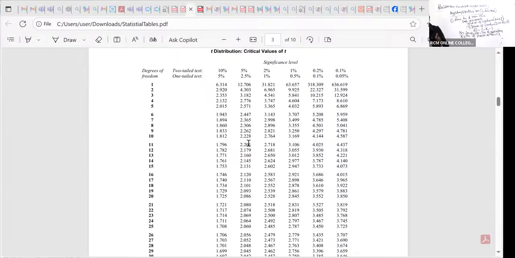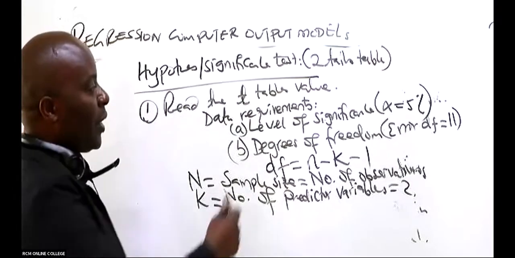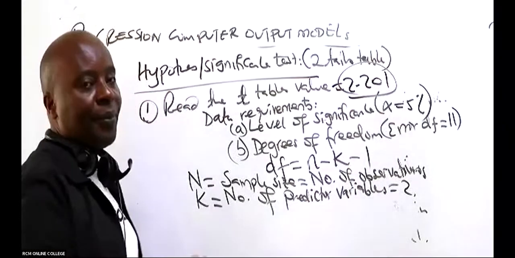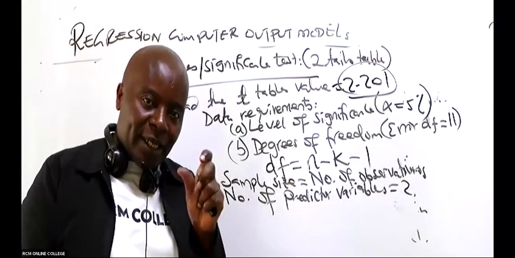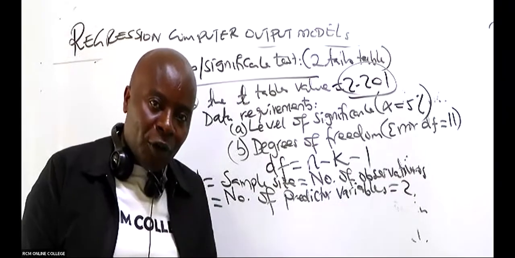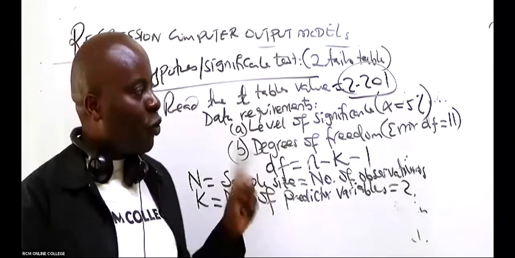Don't worry about that, I'll show you. You see, our level of significance is 5%, and we are carrying out a 2 tail test. So we have here 2.201. So the T table is here. Read the T table's value. Don't just write this the way it is; I'll show you how to get it. So remember, we have 5% under 2 tails, and then you go down with the degrees of freedom, 11. You'll be able to see that 2.201.